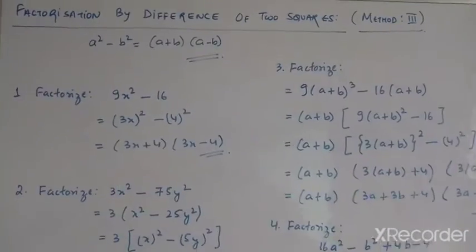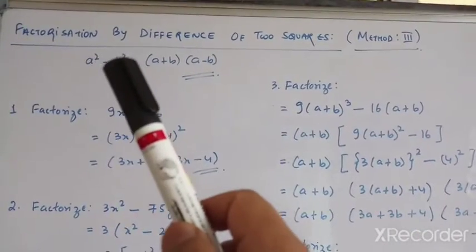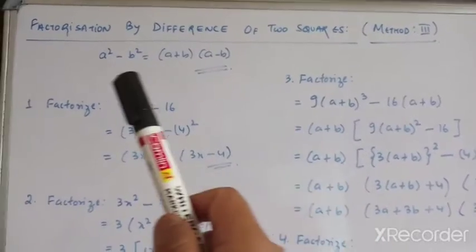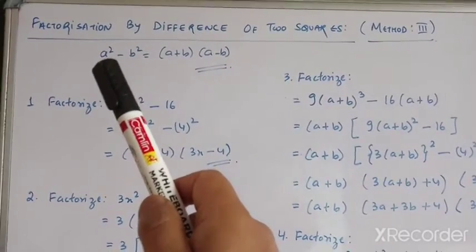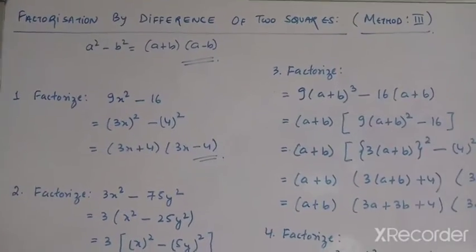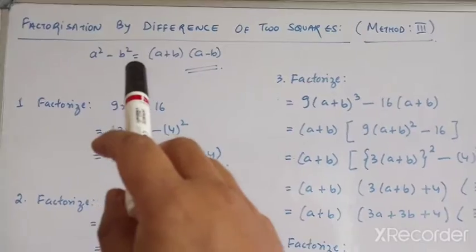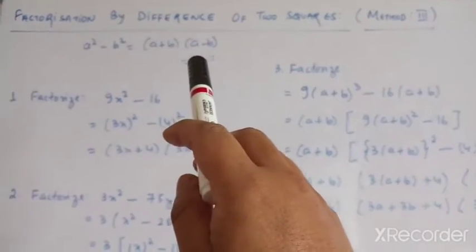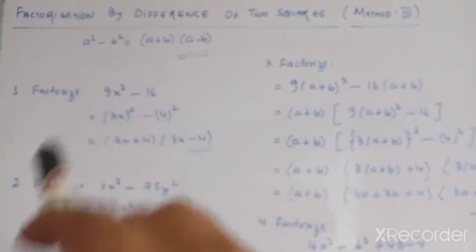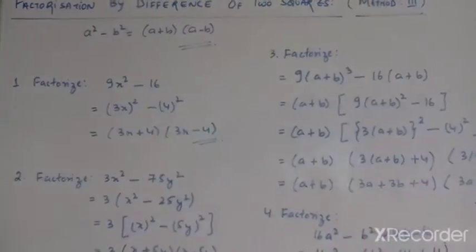Class, today we will learn the third method of factorization, that is factorization by difference of two squares. Difference of two squares means a square minus b square, which is equal to a plus b into a minus b. Here, if you have x square minus y square, it will be x plus y into x minus y. Now you have already learned this formula. Now its formula is in factor form.